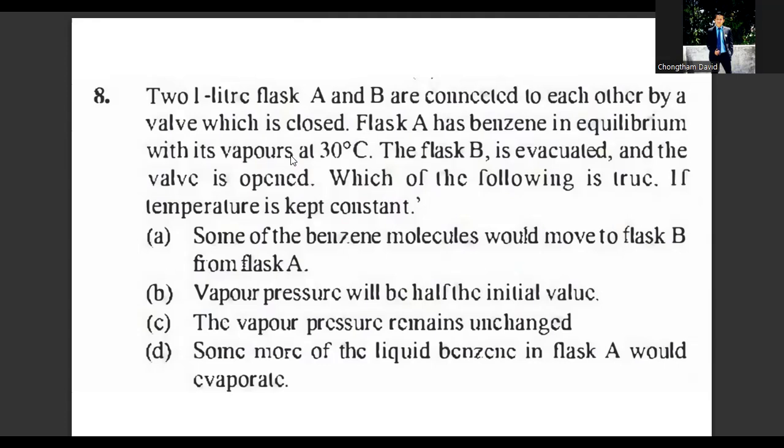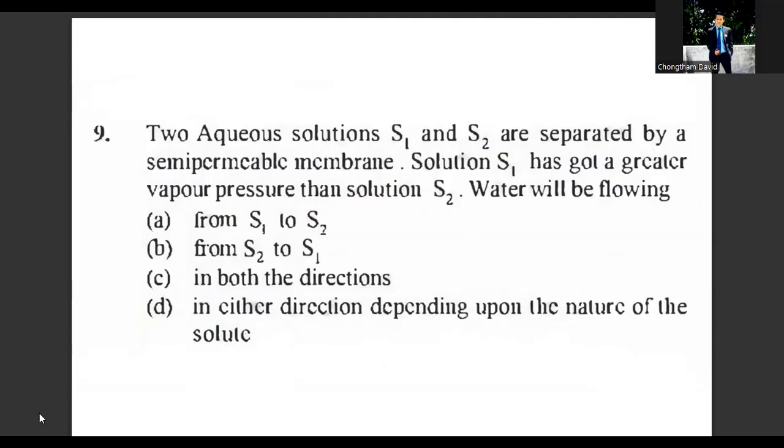So by looking at the question, there will be no change in the vapor pressure, right? So the most appropriate option would be C. C is the correct answer for question number 8. I hope it's understood. Let us see question number 9.